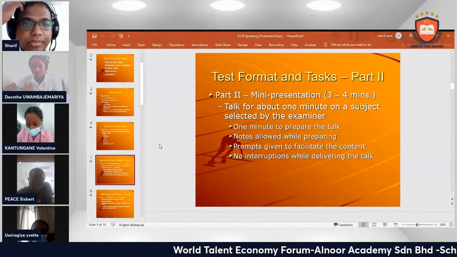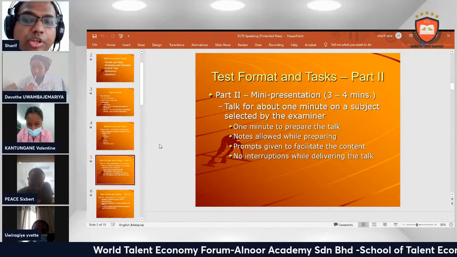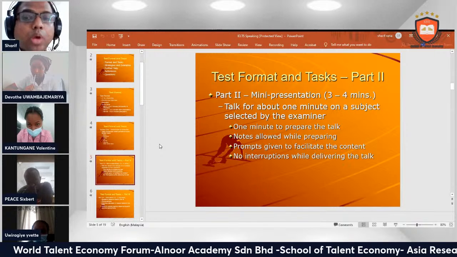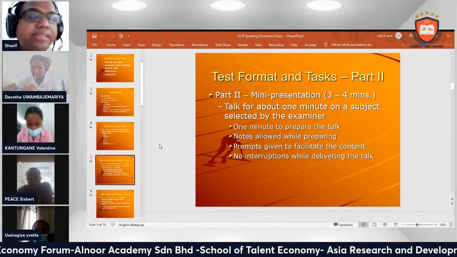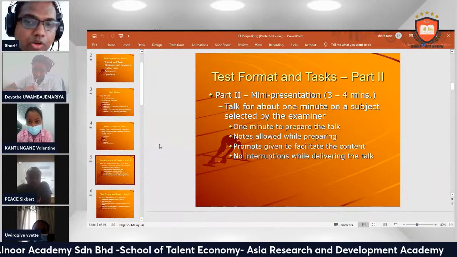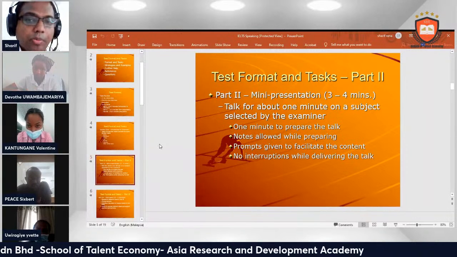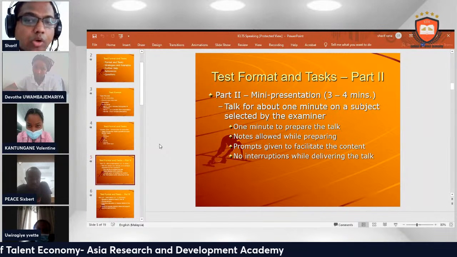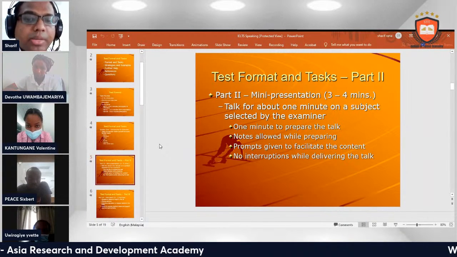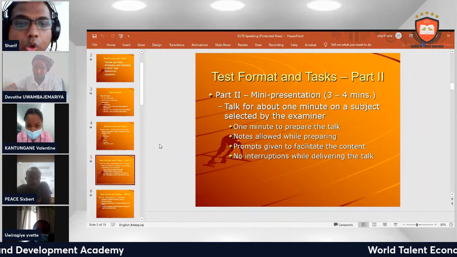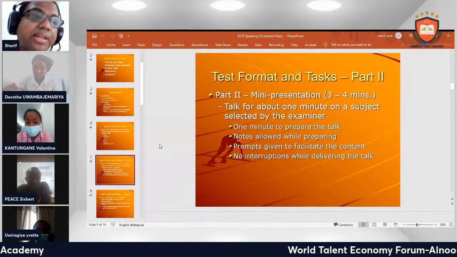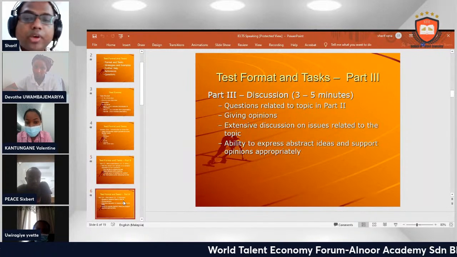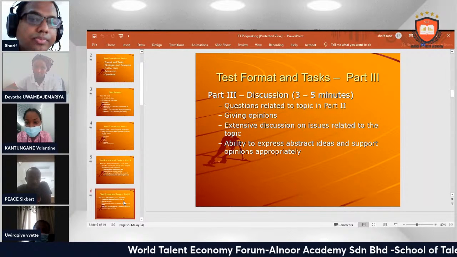Second, part two, the mini presentation, 3 to 4 minutes. Talk for about 1 minute on a subject selected by the examiner. The examiner will select a topic and you have to talk. You get 1 minute to prepare the talk. Notes are not allowed while preparing, but a prompt is given to facilitate the content. There is no interruption while delivering the talk.